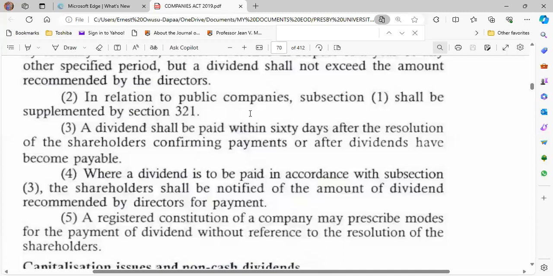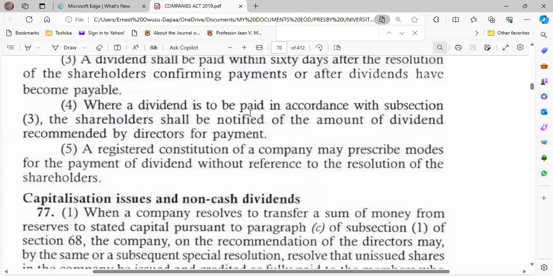4, where a dividend is to be paid in accordance with subsection 3, the shareholder shall be notified of the amount of dividend recommended by directors for payment. Okay, so let us keep that in mind, because as we said, shareholders cannot actually resolve to pay more than the amount recommended by the directors. And that is why they should be informed of how much the directors recommend should be paid as dividends, as it were.